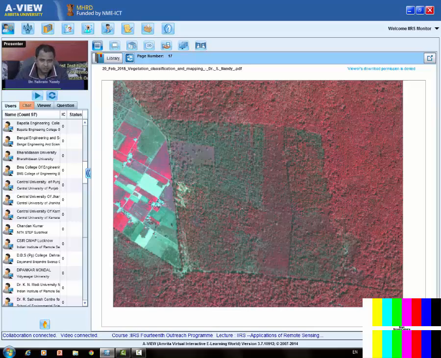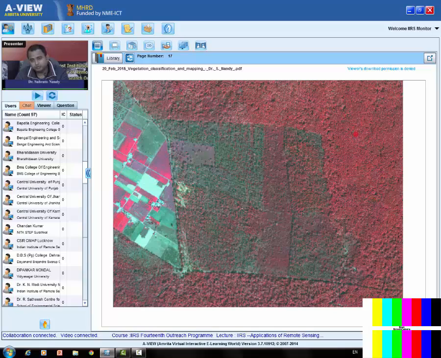Now come to the forest area. In the forest area also, basically the tones are the same. So this is forest. Fine. Now if you see this area, there is a block kind of thing. So this is basically a plantation area here. This is a plantation area. So these are all natural forests.